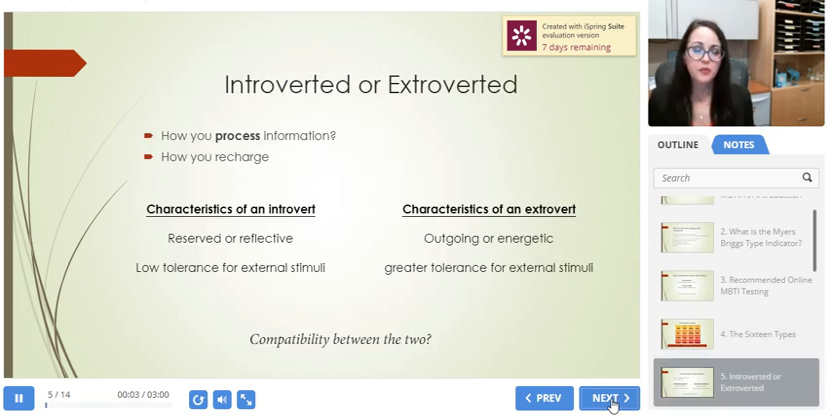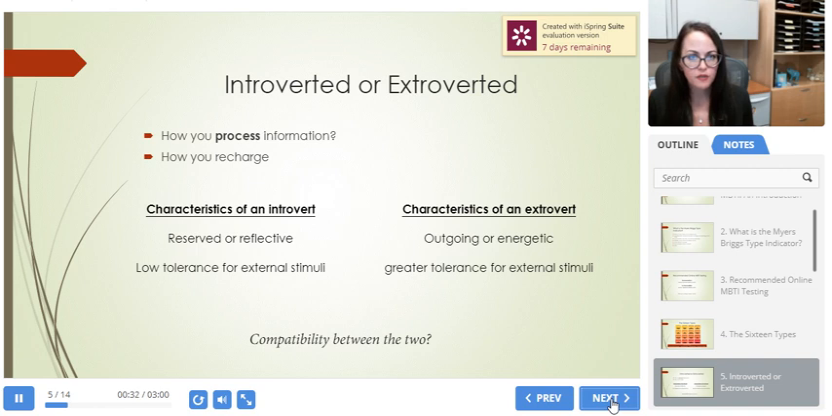So the first dichotomy which we're going to discuss is represented as an I or E, introverted or extroverted. And I think this is probably the most recognizable dichotomy out of all of them, because people kind of have a feeling whether they're more of an introvert or more of an extrovert. I think our society places a lot of emphasis on being an extroverted person, but just know that one is not bad and one is not good. They both have their strengths and weaknesses.